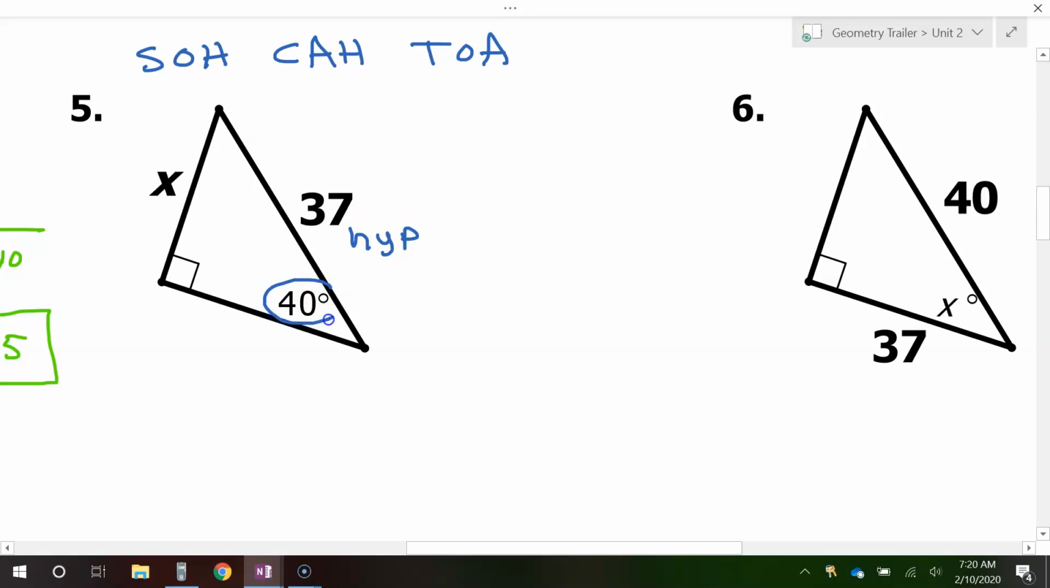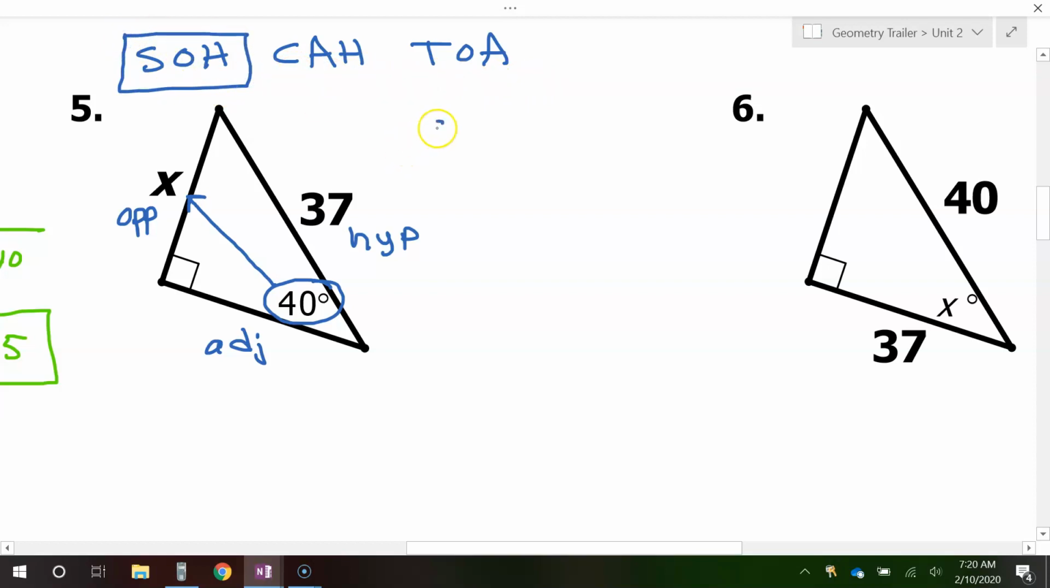Next, circle the angle that you are given and draw an arrow going away from it. This will point at the opposite side. The other side is the adjacent side. Now, which two sides are we dealing with? Well, x is opposite and 37 is hypotenuse. Which trig function involves opposite and hypotenuse? That is the sine function.